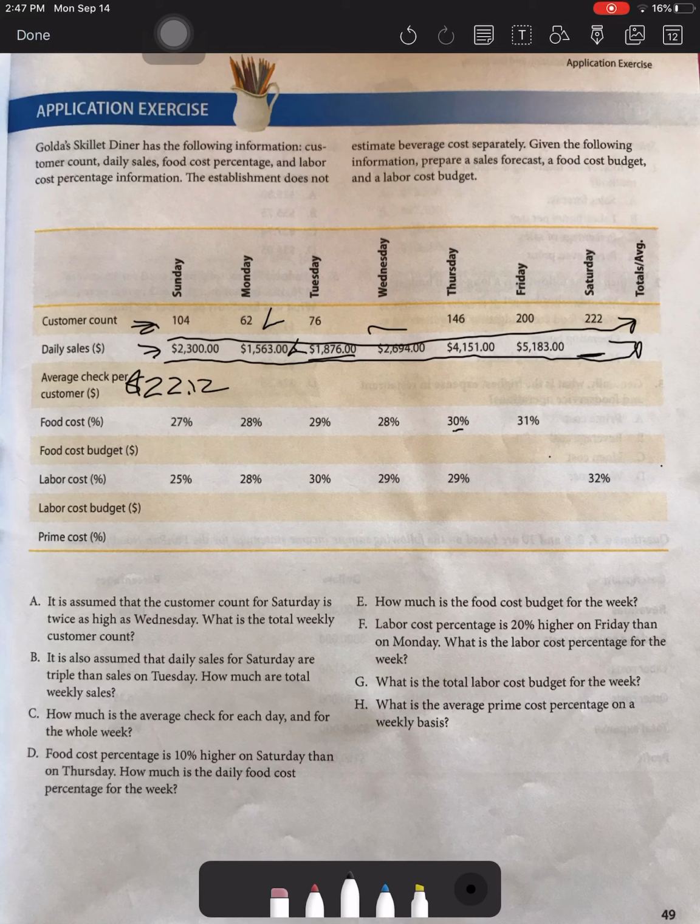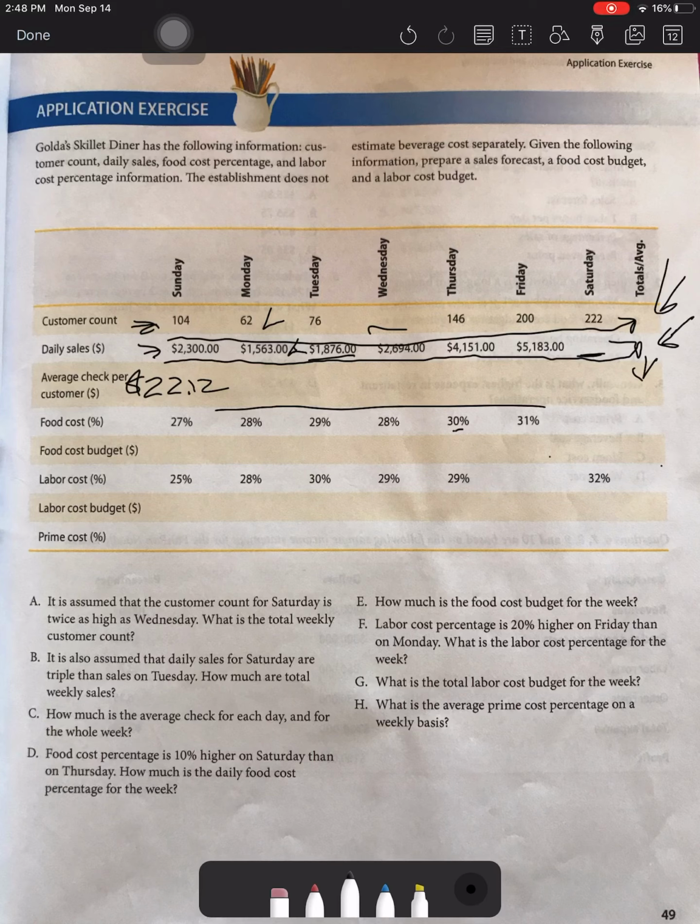And then finally, for the average check per customer for the week, don't add all of these up like you do for the first 2 rows. Instead, you will take your total sales for the week and divide it by the total customer count for the week to come up with this answer, the average check per customer for the week.